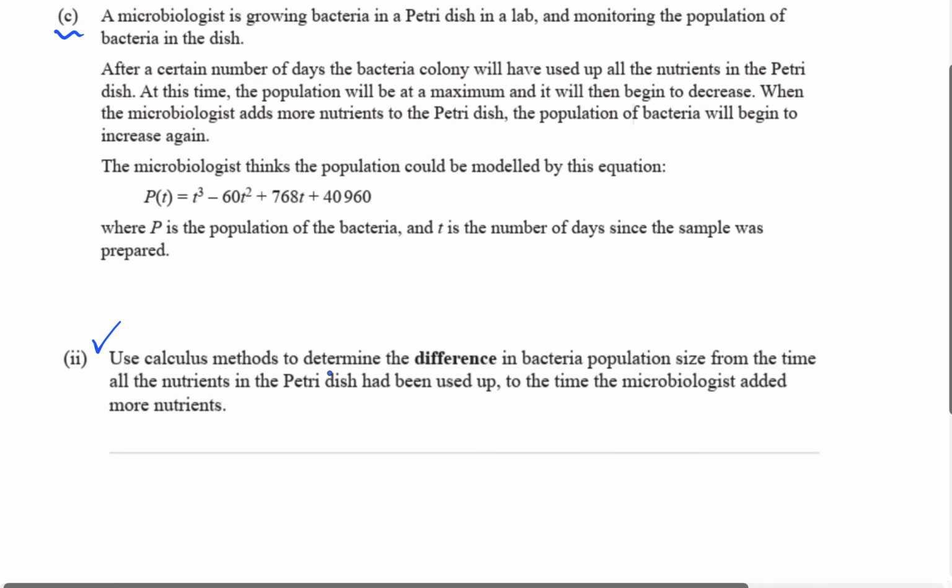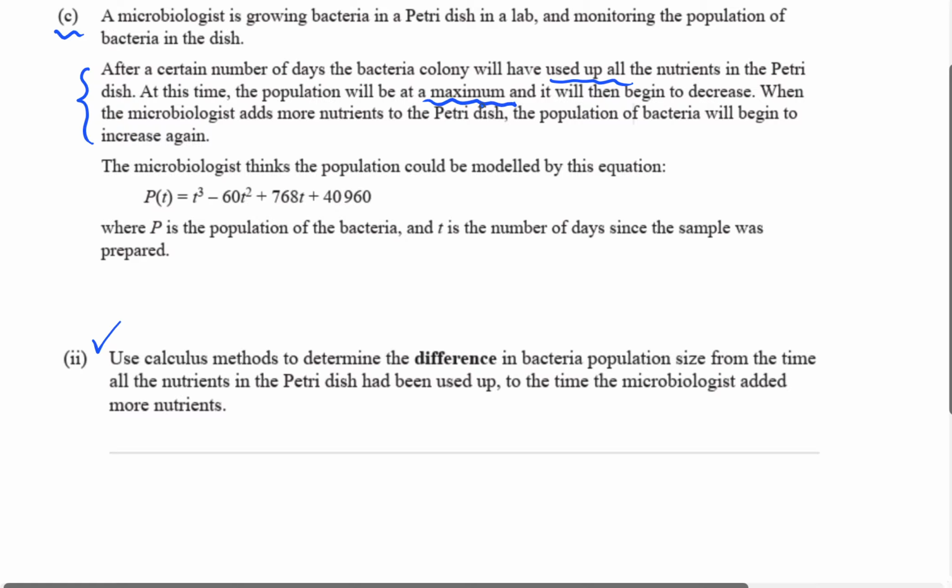Use the calculus method to determine the difference in bacterial population size from the time all the nutrients in the petri dish had been used up to the time the microbiologist added more nutrients. Look at this paragraph. After a certain number of days, the bacterial colony will have used up all the nutrients in the petri dish. At this time, the population will be at maximum.